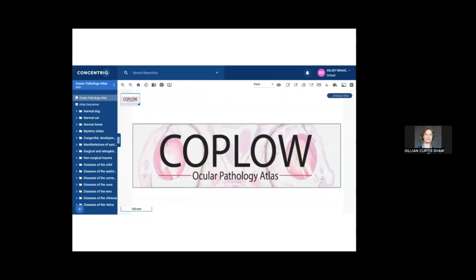Welcome to rounds. Before we start showing cool cases this time, we have something exciting to reveal: we have developed an ocular pathology atlas that will be open to all and free of charge. It will include a bunch of cases that have been annotated with all the diagnoses and interpretation and things like that.